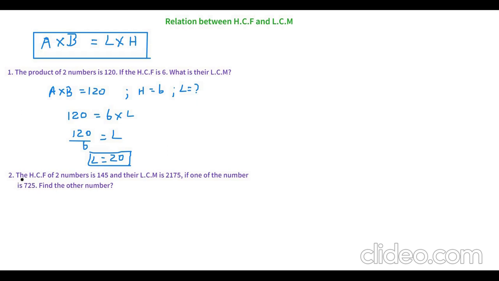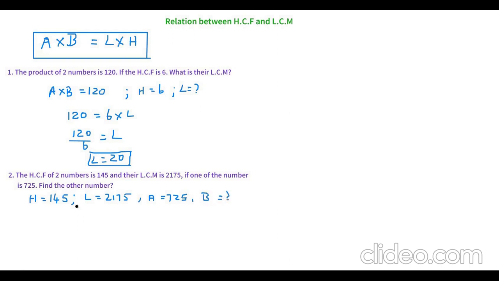Our second example is the HCF of two numbers is 145 and their LCM is 2175. If one number is 725, find the other number. So here it is a little different question. HCF of two numbers is 145, so our H is 145. LCM is given, L is 2175. If one of the numbers, let's keep A is 725. We need to find B.